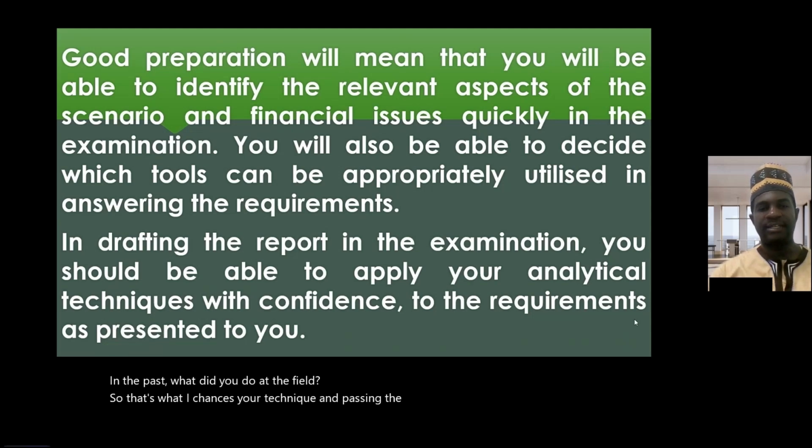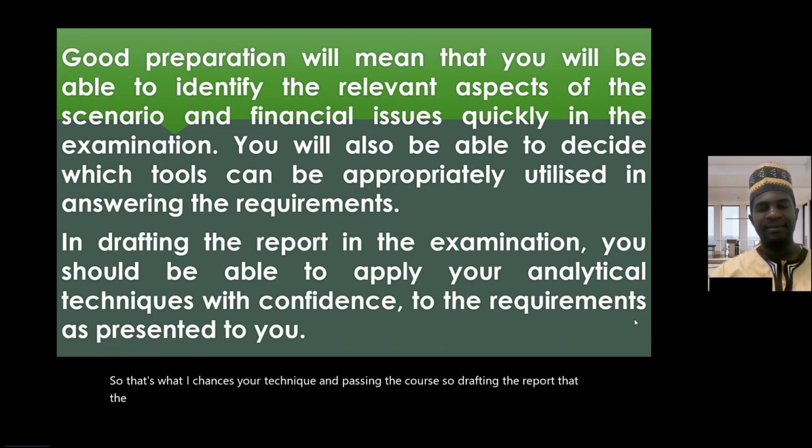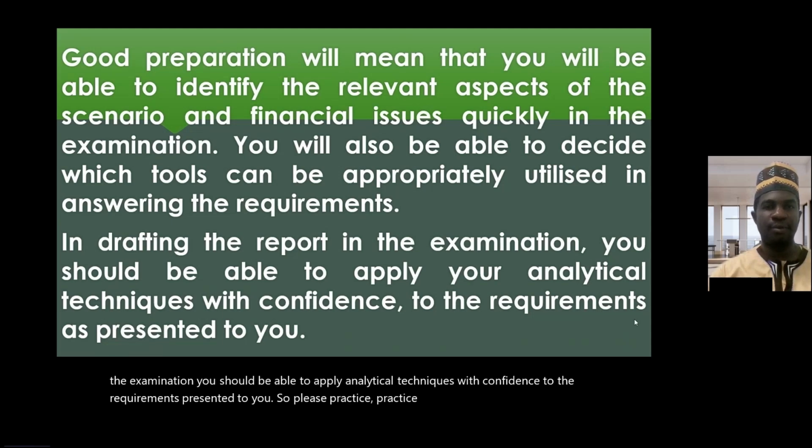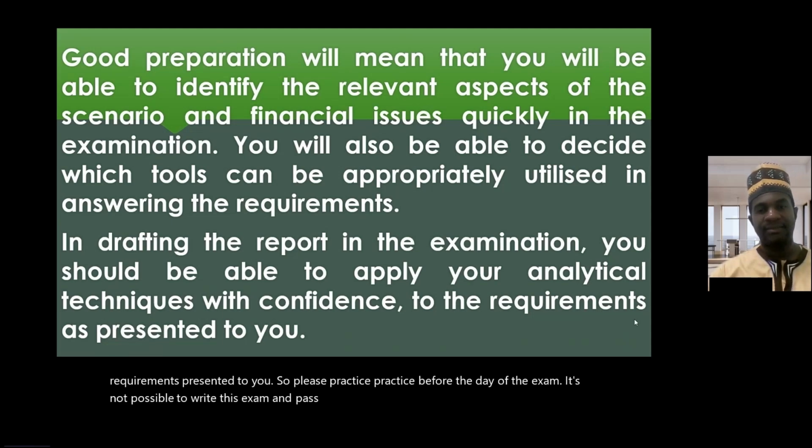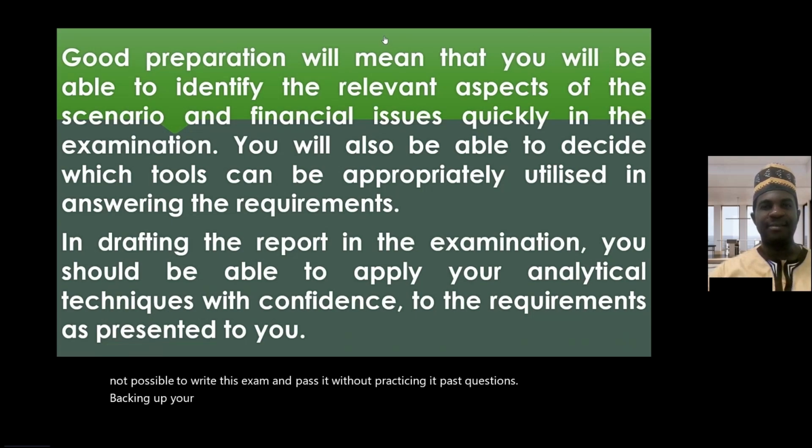So in drafting the report in the examination, you should be able to apply analytical techniques with confidence to the requirements presented to you. So please practice before the day of the exam. It's not possible to write this exam and pass it without practicing with past questions. That cannot be overemphasized. So good preparation, in my opinion, is good practice, which is very, very important. So take note of that, and that's it about the case study examination requirements.